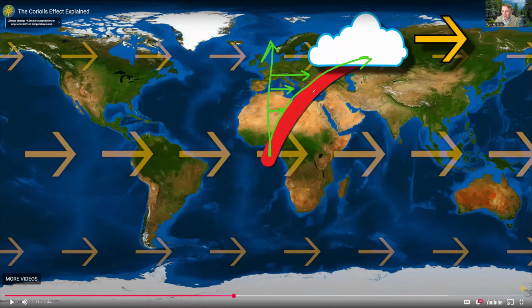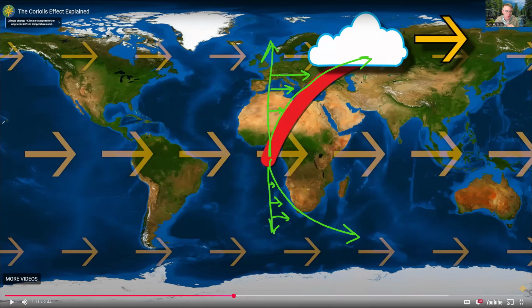So here's the big thing. No matter where you are on Earth, in the northern hemisphere you get deflected to the right, and the opposite is true in the southern hemisphere. You get deflected to the left. If I were to start here and try to walk straight down like this, I'd be deflected to the walker's left, or the cloud's left, going that direction.